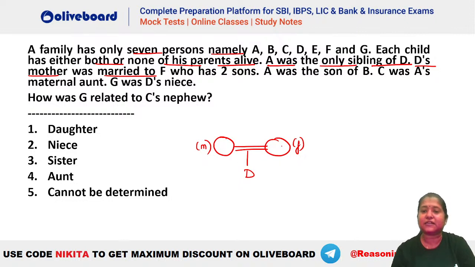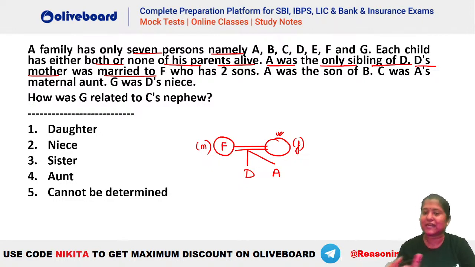So D's mother is married to F. That means F will be this person because mother is married, right? So mother is married to a male person here, that is D's father. Okay, so you can see D's mother is married to F, who has 2 sons. Also A was the only sibling, so A is the only sibling of D. That means we cannot have any other sibling here for D.